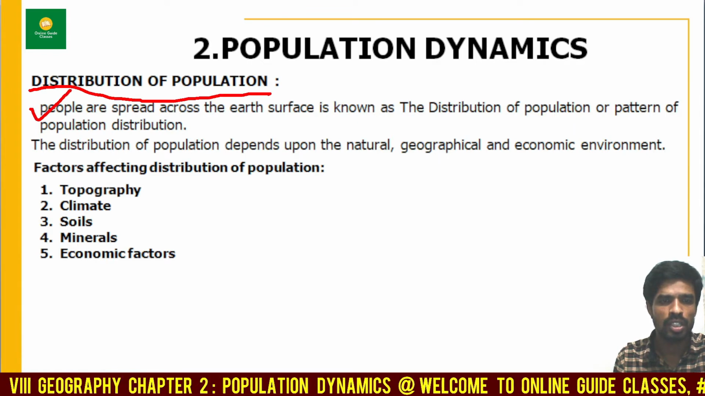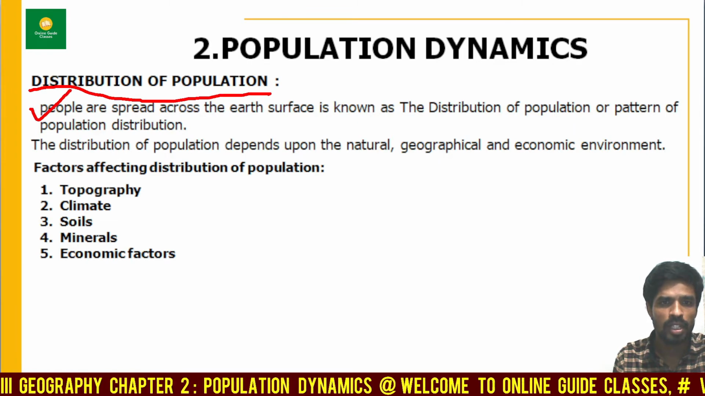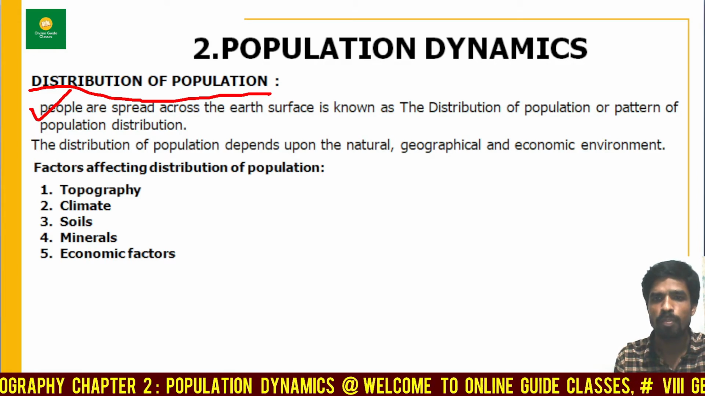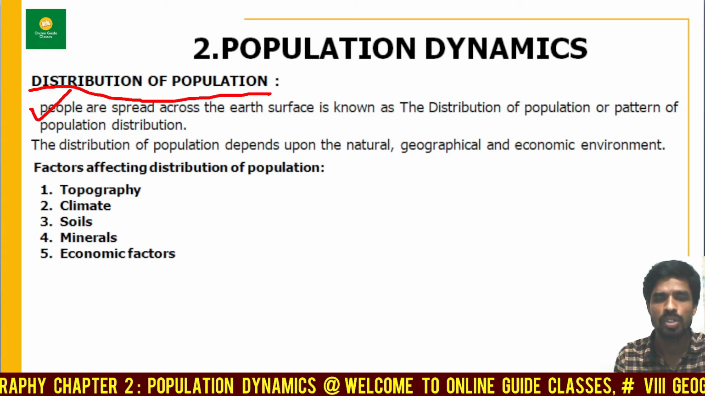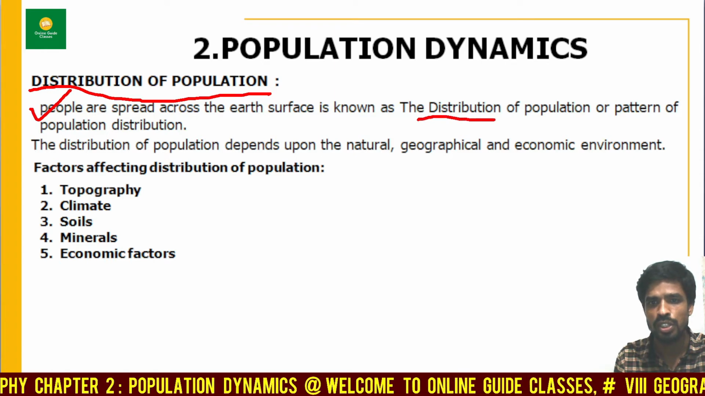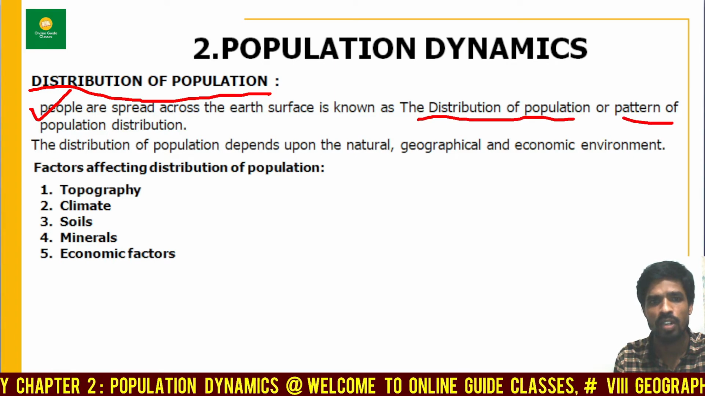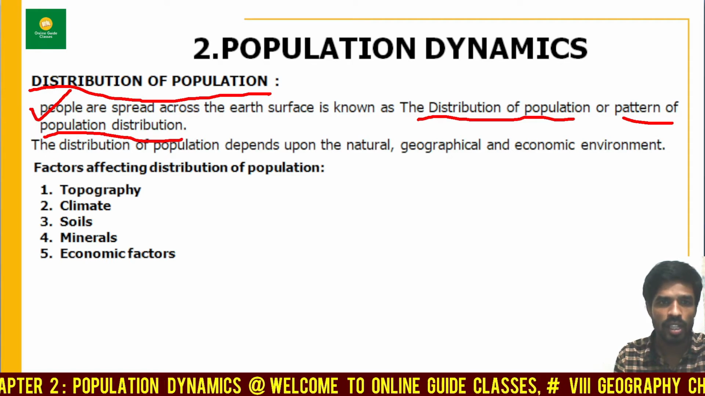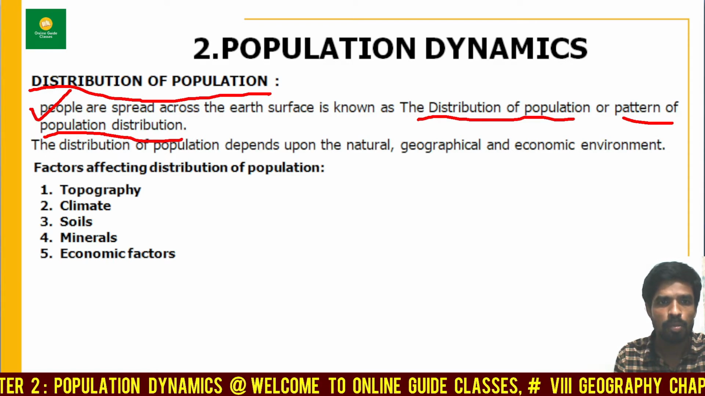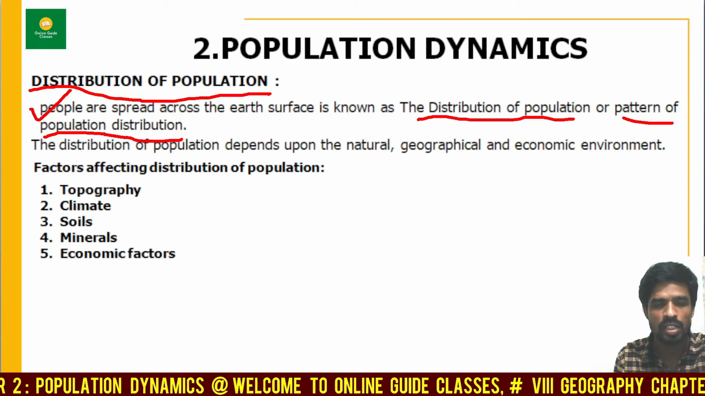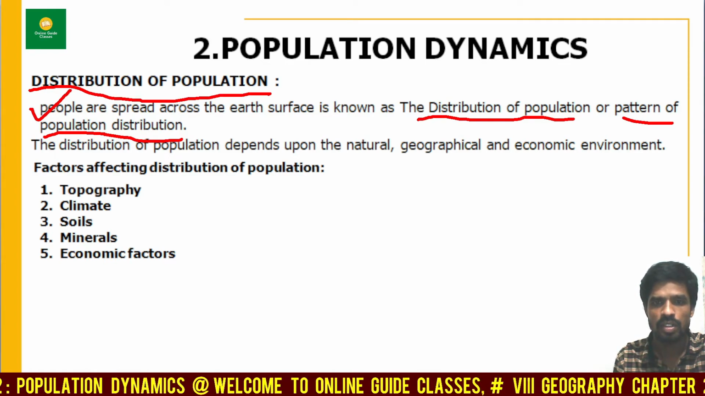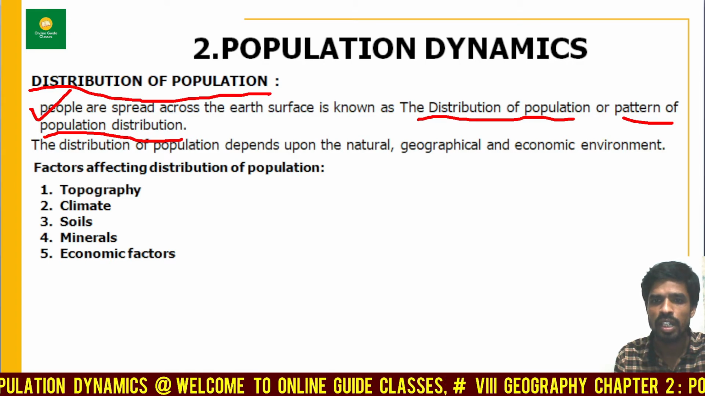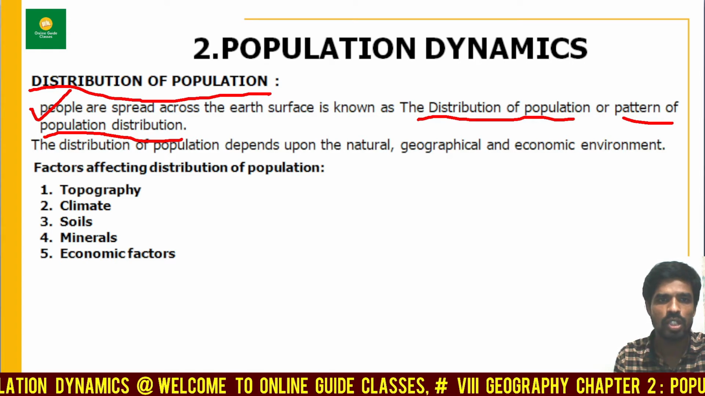Distribution of population is nothing but people spreading across the earth's surface, known as distribution of population or pattern of population distribution. So it has two meanings: one is distribution of population and the other is pattern of population distribution. Both have the same meaning, and please understand this meaning. Population spreading across the earth's surface is known as distribution of population.